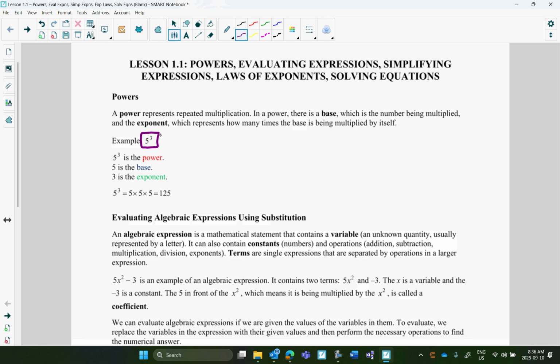And how do we read powers? Well, you can read it different ways: 5 to the 3rd power, 5 to the power of 3, just plain old 5 to the 3rd. If the exponent is 3, we can use another word, 5 cubed. And the base, remember we talked about last year, could be a positive number, could be a negative number, could have parentheses, might not have, could have fractions. We talked about all those.